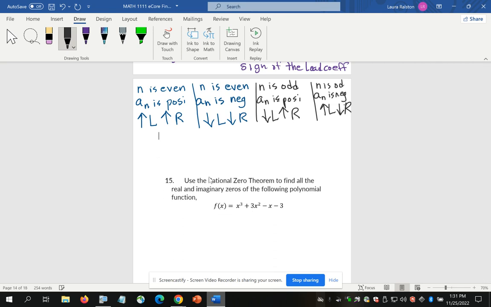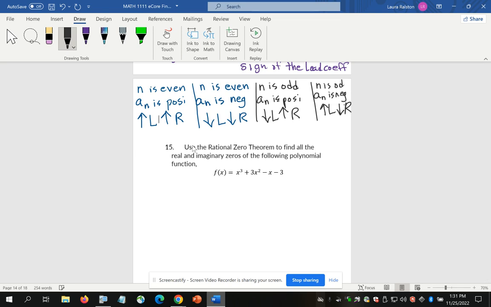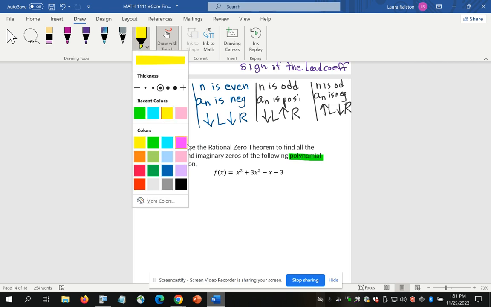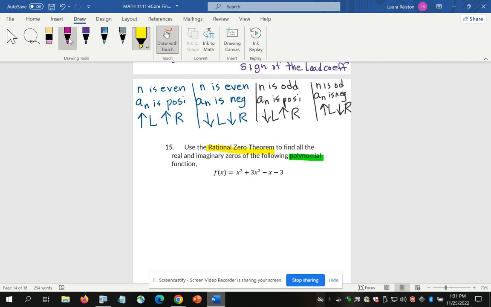Now, question 15 says, use the rational zero theorem to find all the real and imaginary zeros of the following polynomial function. Okay, this is a polynomial. It's not just a regular old problem. It's not a quadratic that can be factored. The option we have, and again it tells you this, is to use the rational root or rational zero theorem. If you remember the rational zero theorem, it gives us a list of possible zeros by looking at the constant compared to the leading coefficient.